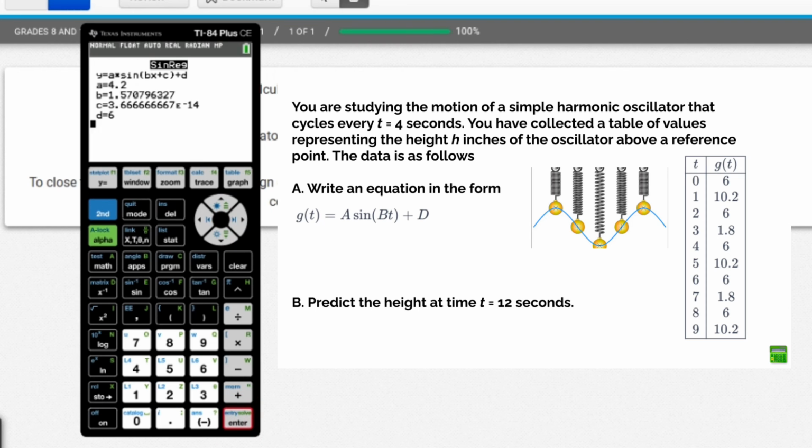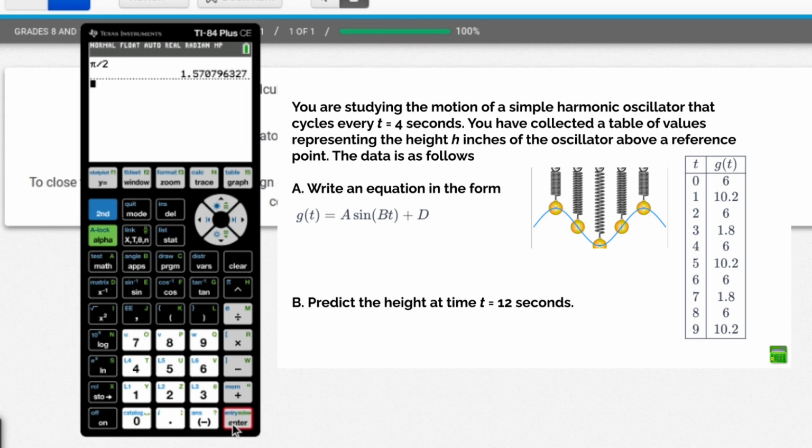All right, look at that. This is almost exactly what the problem gave us. However, you might be thinking, wait a minute, a, b, c, d, I don't remember that. We were given a and then b, but no c over here. Well, we're in luck. c is E negative 14, which is 0, so there is no phase shift. So a is 4.2. We'll round b to, well, wait a minute, 1.570. Isn't 1.570 pi over 2? Let's find out. Pi over 2.